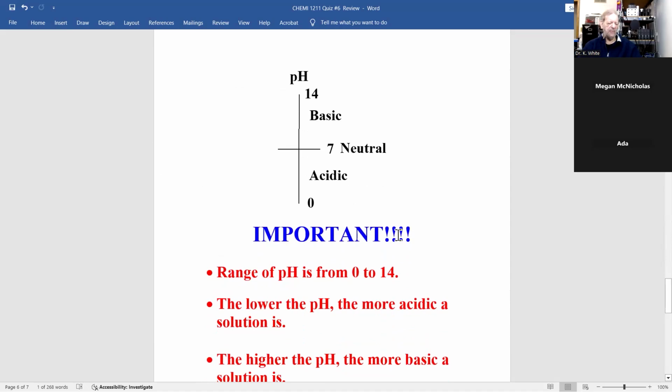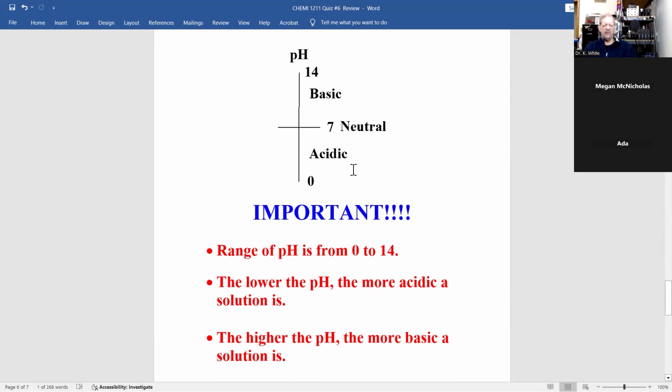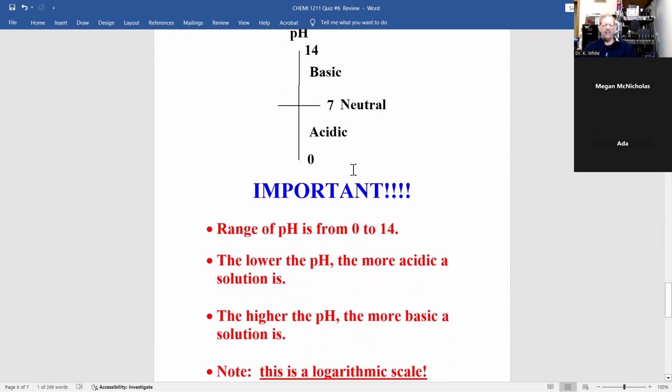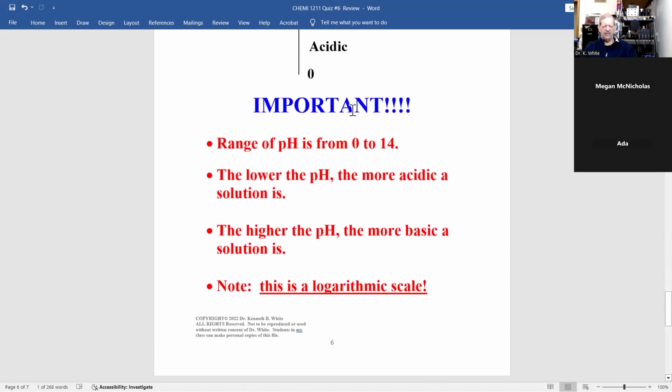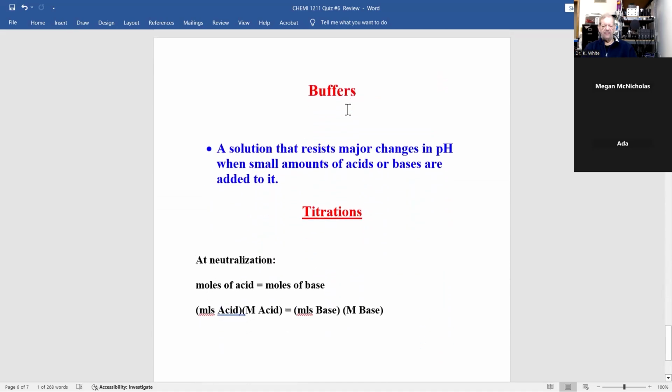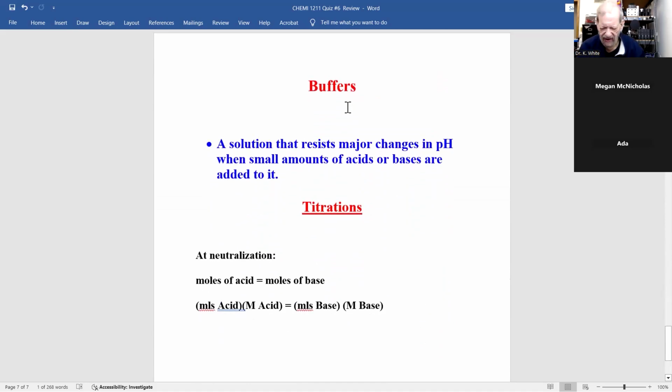Now, probably one of the most important things I'll ever teach you is the pH scale. It goes from 0 to 14. Under 7, it's an acidic solution. At 7, it's neutral. And above 7, it's basic. Again, pH goes from 0 to 14. The lower the pH, below 7, the more acidic it is. The higher the pH, above 7, the more basic it is. That's the logarithmic scale.